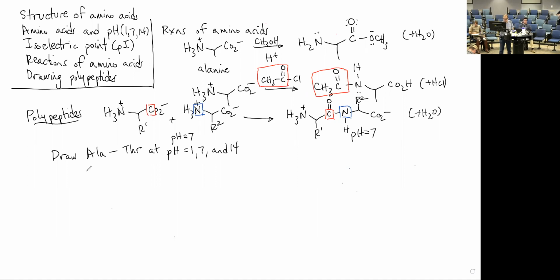So alanine, I could just give you the side chains, or I could just give you the amino acids themselves. Alanine just has a methyl group. That's how it looks at pH 7. Threonine looks like this.